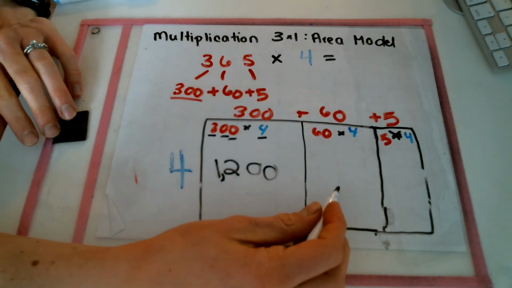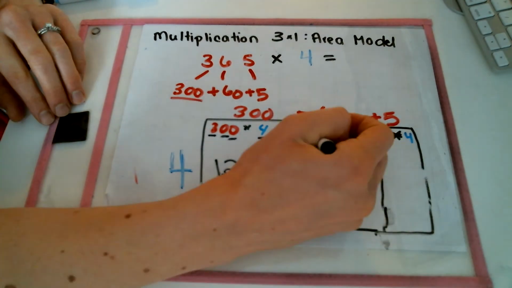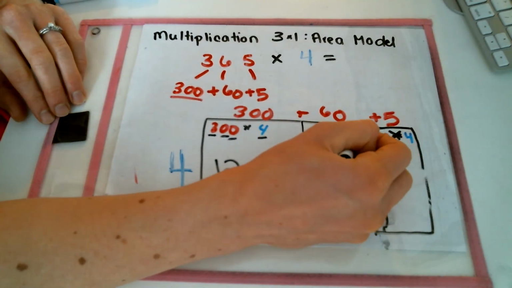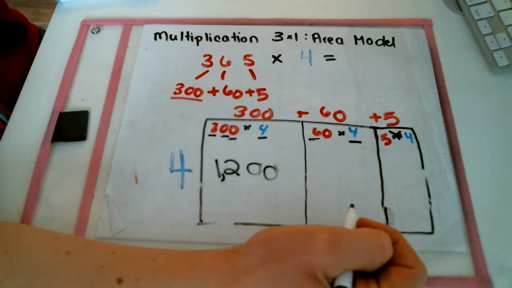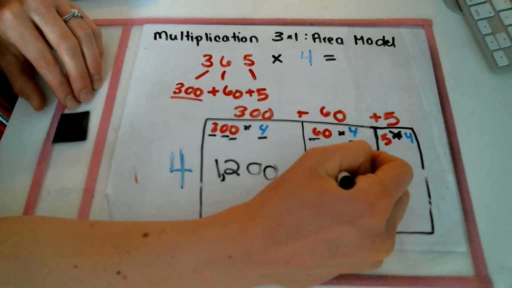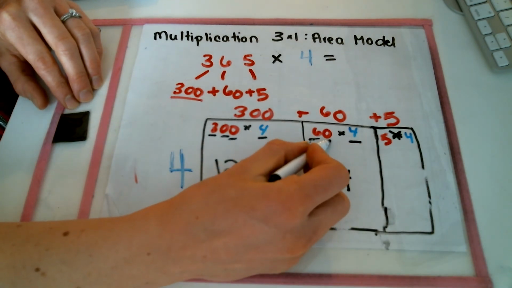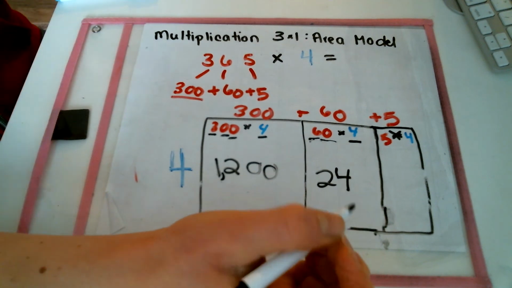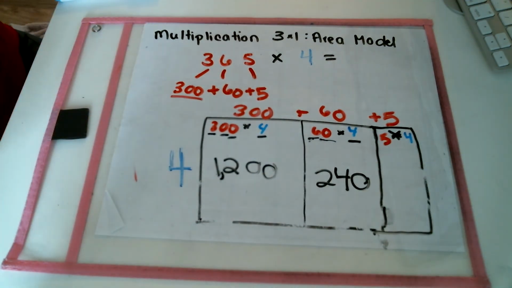Now I come over here, and now I'm looking at 60 times 4. Again, if the zeros are overwhelming, just look at your values greater than 0. So I have 6 and 4. What's 6 times 4? 6 times 4 is 24. But that 6 is in the tens place, so I need to have an extra 0, or multiply by 10. 24 times 10 is 240. And finally, 5 times 4. 5 times 4 is 20.